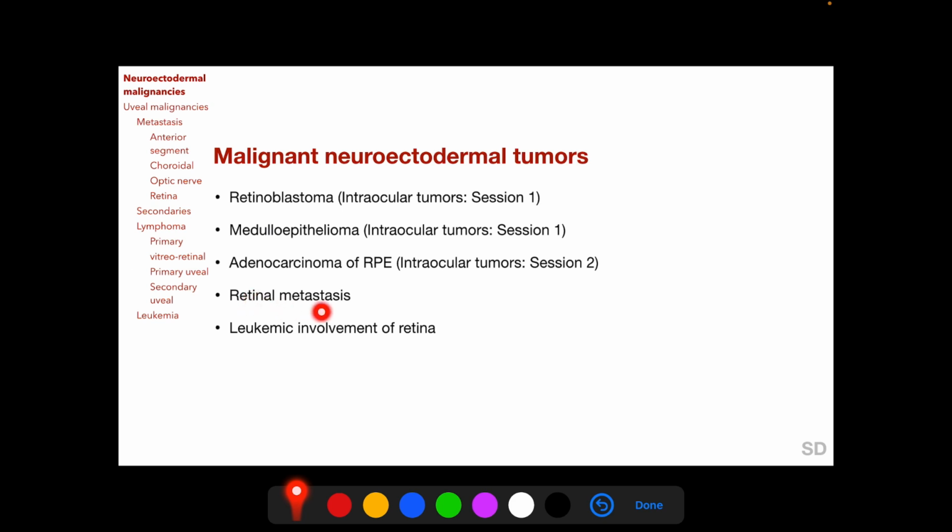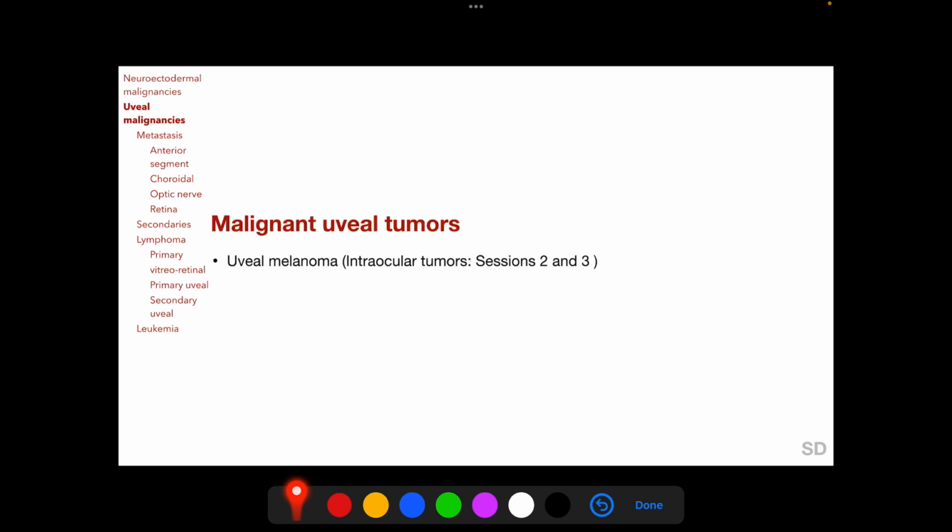Retinal metastasis and leukemic involvement of the retina we will be discussing in this session when we take up their counterparts in the uvea. Among the malignant uveal tumors, we have uveal melanomas, which we have already discussed in previous sessions, as well as metastasis, secondaries, lymphomas, and leukemias. We must note that primary vitreoretinal lymphoma is not a uveal malignancy, but we are going to discuss it along with the other lymphomas which are uveal in nature.